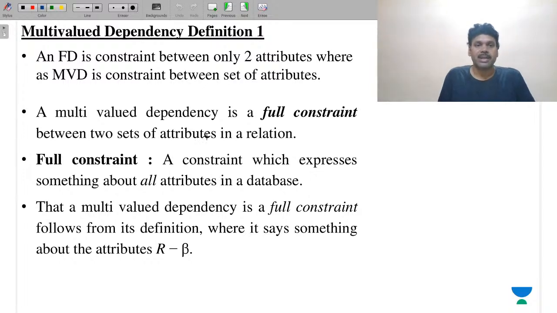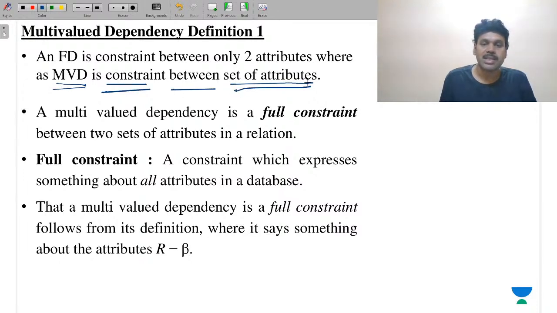Now let us understand. The definition of multi-value dependency is very similar to functional dependency. It is also a constraint between sets of attributes. The sets of attributes are sets of multi-value attributes, whereas a functional dependency is a constraint between sets of normal attributes, not multi-value attributes. So MVD is a constraint between sets of multi-value attributes. It is also called a full constraint, and also called a tuple generated redundancy constraint.